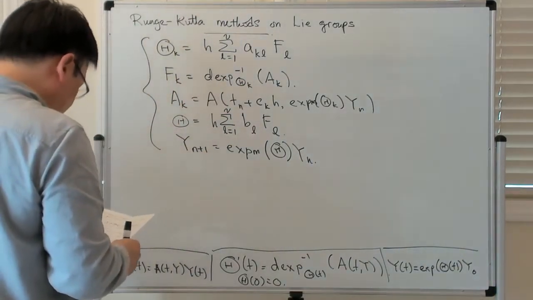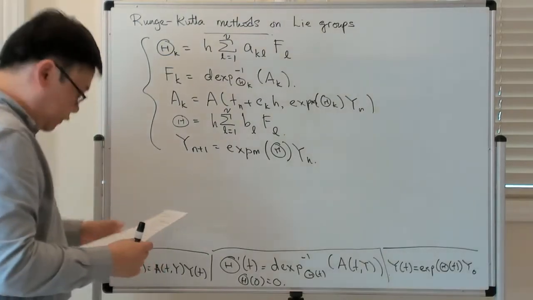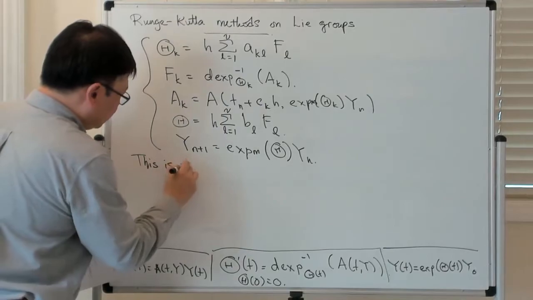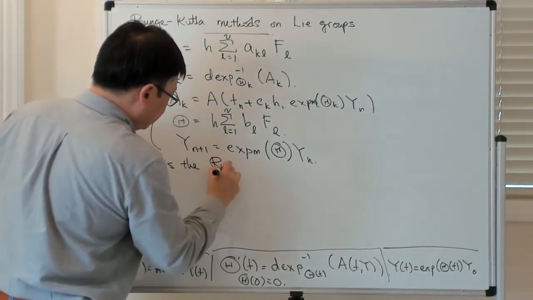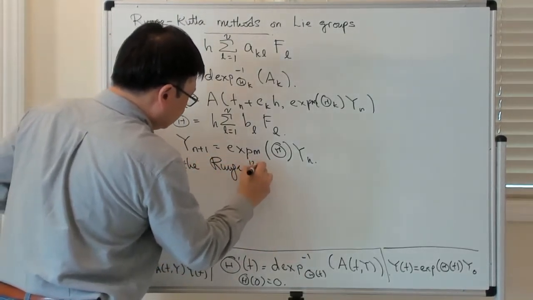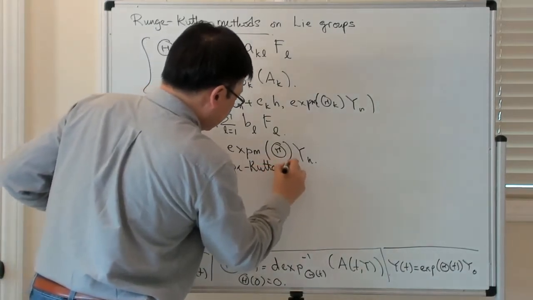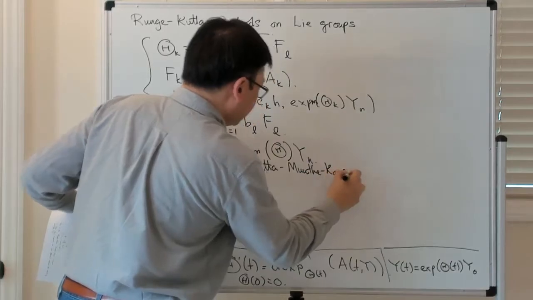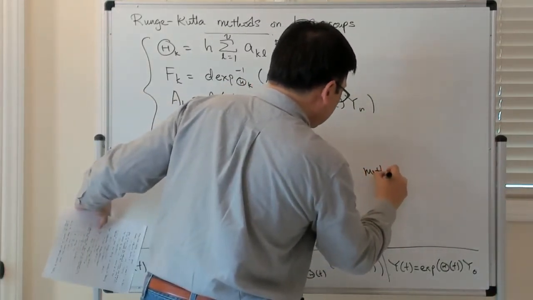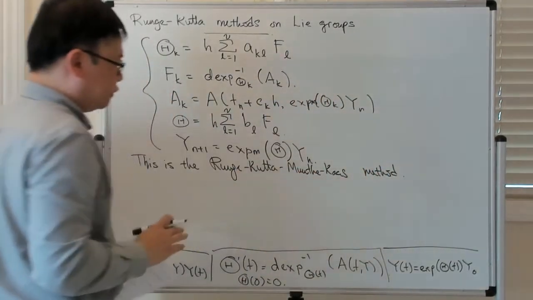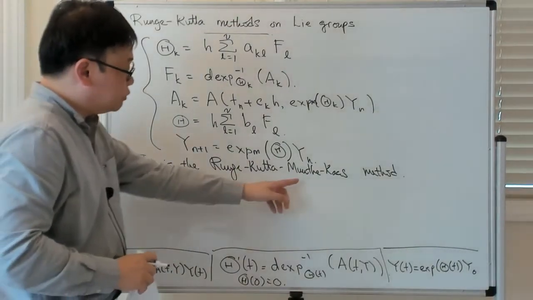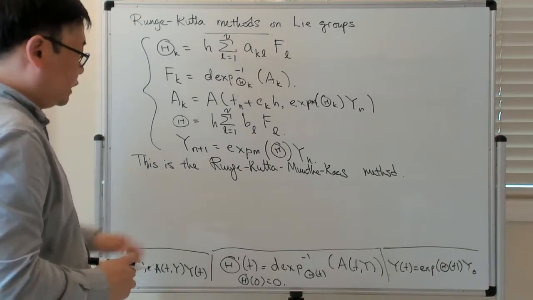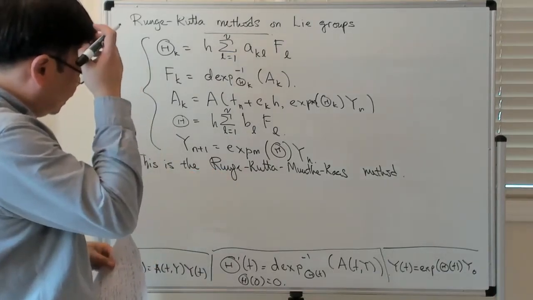This thing is called the Runge-Kutta Munthe-Kaas method. Munthe-Kaas here refers to a single person, Hans Munthe-Kaas, who's at the University of Bergen in Norway.